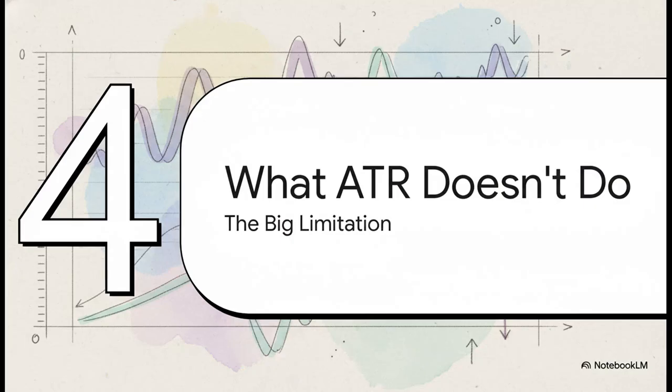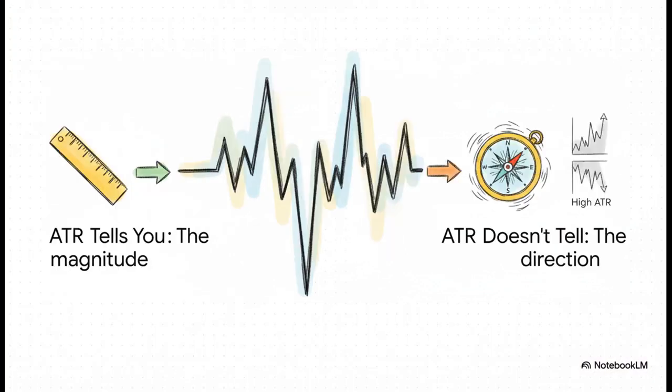But of course, no tool is perfect. It's just as important to understand what the ATR can't do. And it has one very big limitation that you absolutely have to respect. And here it is, the single most important thing to remember. The ATR is a ruler, not a compass. It tells you how much the price is moving, but it tells you absolutely nothing about which direction it's headed. A high ATR could mean a stock is soaring, or it could mean it's crashing. All it measures is the intensity of the move, never the direction.